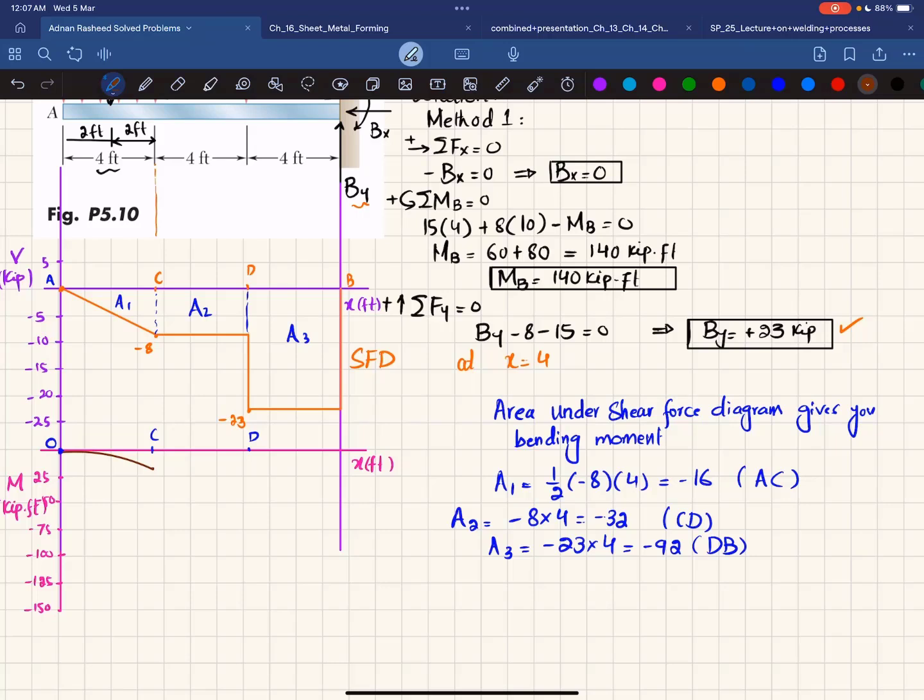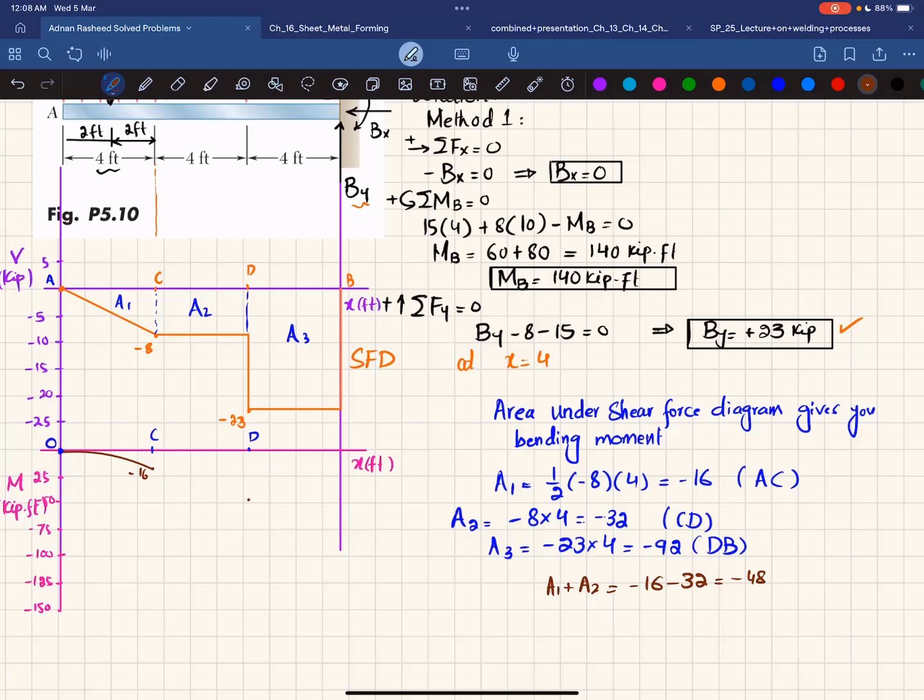Now the second area is minus 16, at this point. From region C to D, the area is minus 32, but at point D, the total bending moment will be equal to A1 plus A2, which is minus 16 and minus 32, equal to minus 48. So we will plot minus 48. Let's say minus 48 is this point.